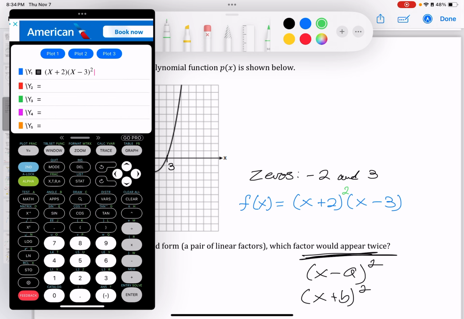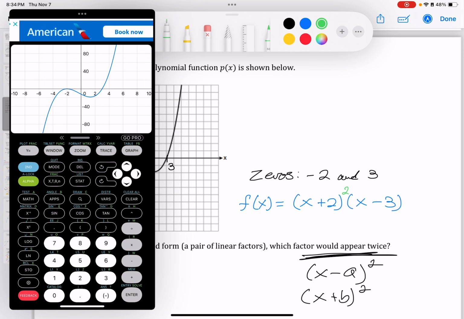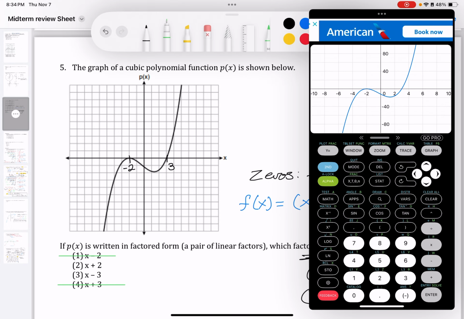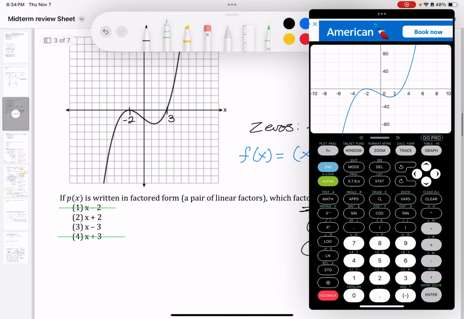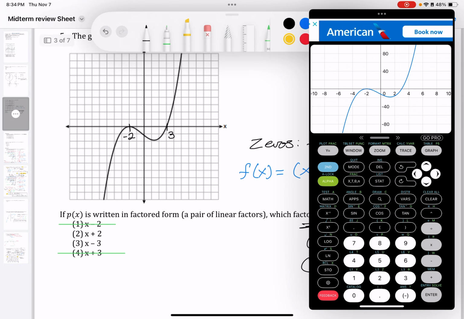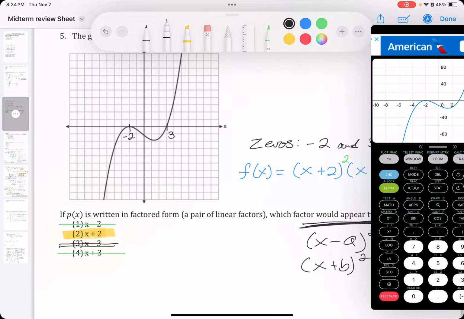So we're going to change the graph, delete, move the arrow over. We're going to square the x plus 2 factor, and we're going to regraph. And if you notice, this graph looks awfully like the one graphed on the calculator. As a matter of fact, this is the same kind of graph as in number 4. So the factor that could appear twice is x plus 2 in this case, because by process of elimination, we found out that it wasn't x plus 3 or x minus 3.